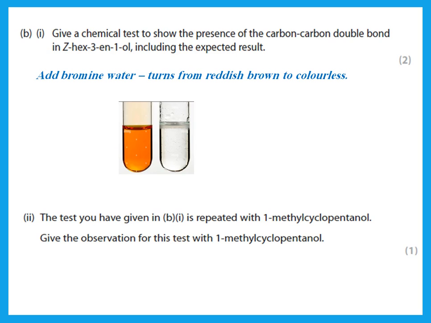The next question says the test you have given is repeated with 1-methyl cyclopentanol. Now let's remind ourselves which one was 1-methyl cyclopentanol. It was that compound. Now, if I do this with bromine water, again, we said the bromine water test is one for a double bond. Does this one have a double bond? It doesn't, so there is no change or no reaction.